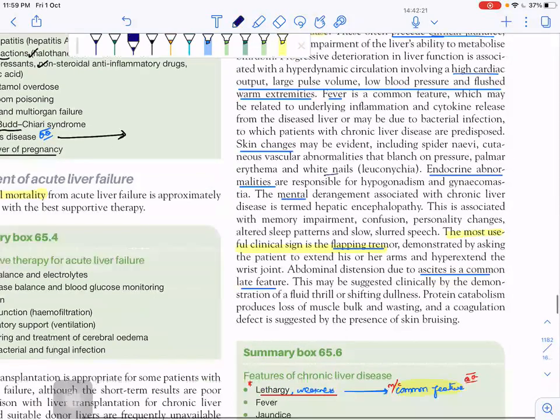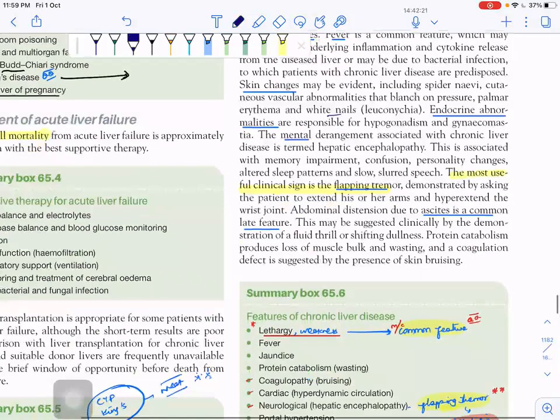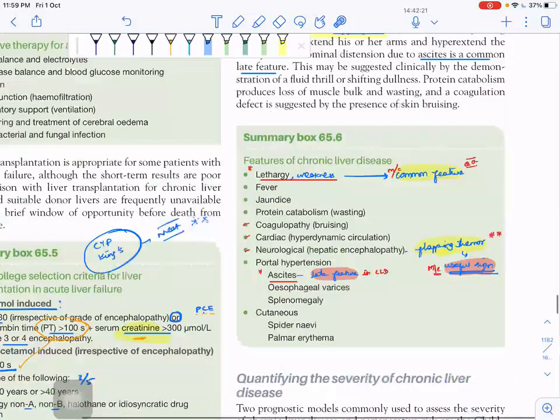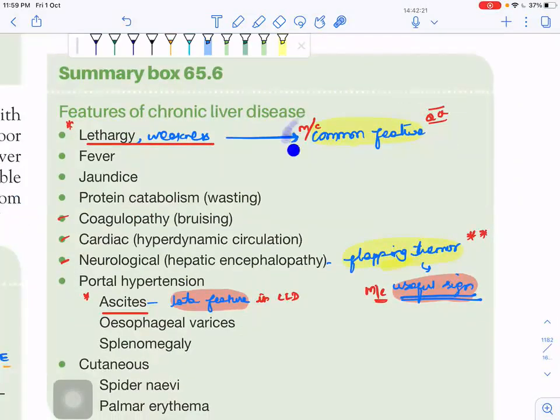Then next we go to the important MCQ. The most useful sign is the flapping tremor. So what is the late feature? The most common signs are flapping tremor, and much later is ascites, the late feature. In the summary box, I have summarized everything. Lethargy and weakness is the most common feature. First MCQ: the most common feature in chronic disease is lethargy and weakness.